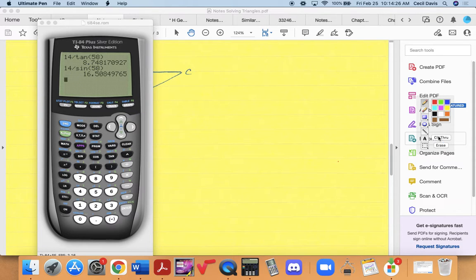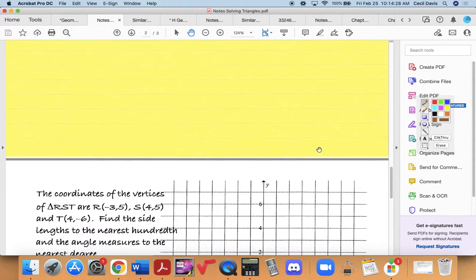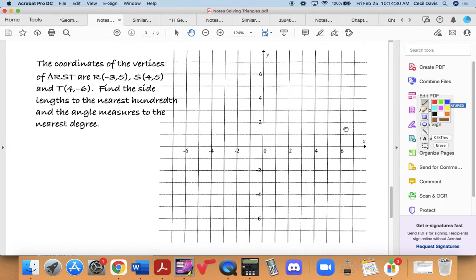One of the other things that we can do is we can do problems on a coordinate plane. So the coordinates of the vertices of triangle RST are R is at negative 3, 5, S is at 4, 5, and T is at 4, negative 6. Find the side lengths to the nearest hundredth and the angle measures to the nearest degree. Okay.